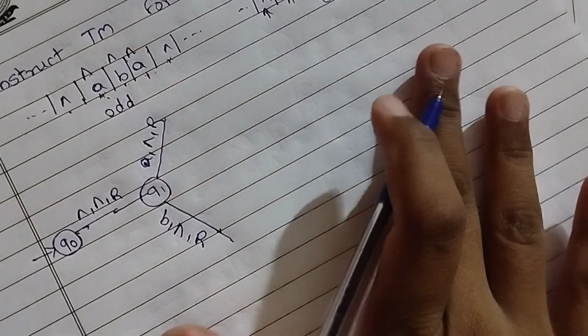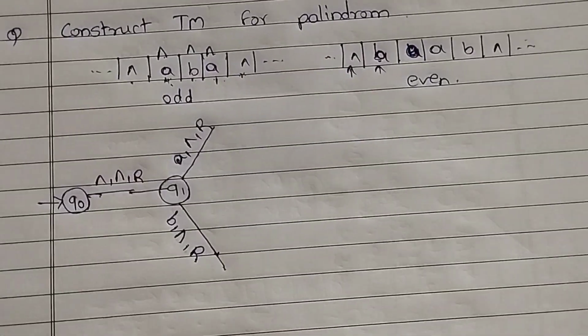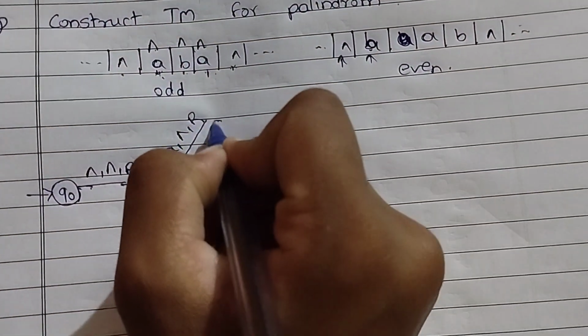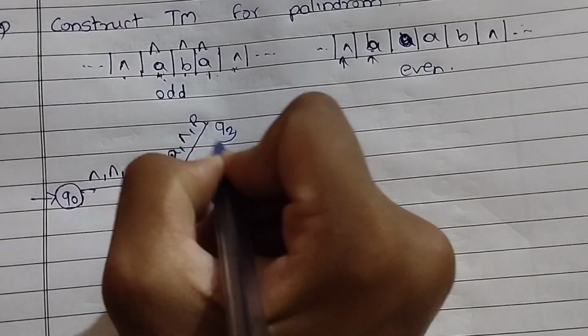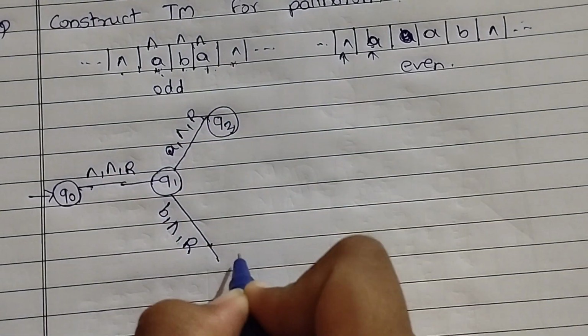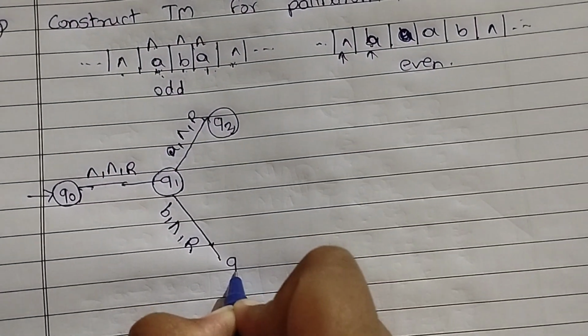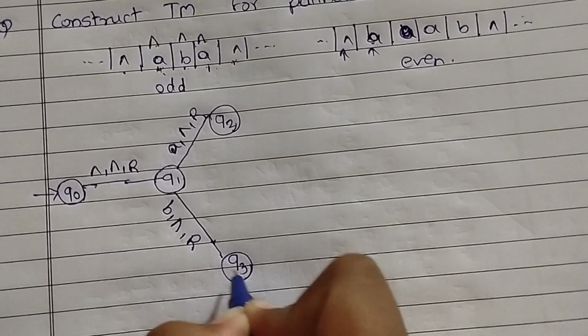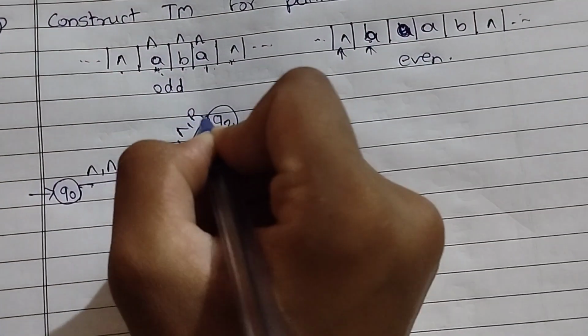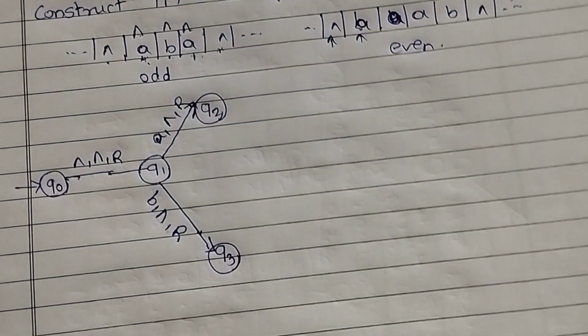So now here we are in the Q2 state. This is the Q2 state, and this is the Q3 state, let's suppose. So we are now here.